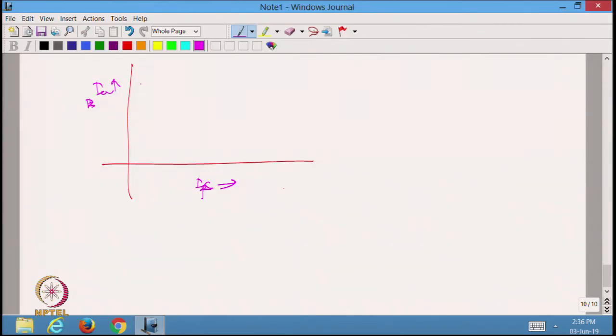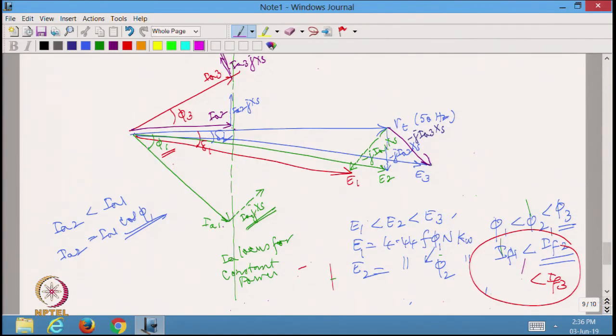So, initially it was at lagging power factor condition, but it was drawing a longer or bigger current. When it was at unity power factor condition, it was drawing minimum current. When again it moved to leading power factor condition, it drew a current which is higher. So, I would say IA2 is the minimum armature current, right.